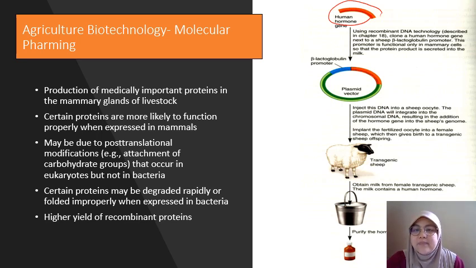So it's transferred into a plasmid vector, and this plasmid vector will be injected into the sheep oocyte so that the plasmid DNA will integrate into the chromosomal DNA of the sheep, adding the hormone gene into the sheep's genome. Then the fertilized oocyte is implanted back into a female sheep, which gives birth to a transgenic sheep offspring. From this transgenic sheep offspring, you can obtain milk from the female transgenic sheep, and it would contain a human hormone. This will be milked and the hormone purified for medical uses.